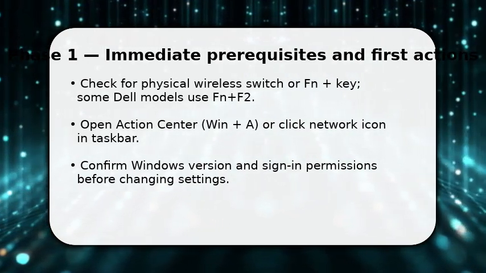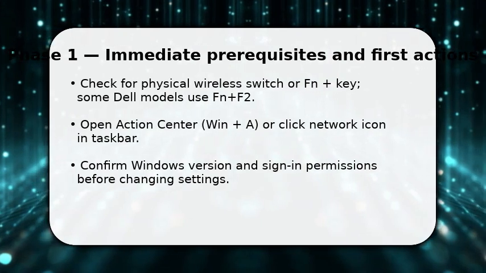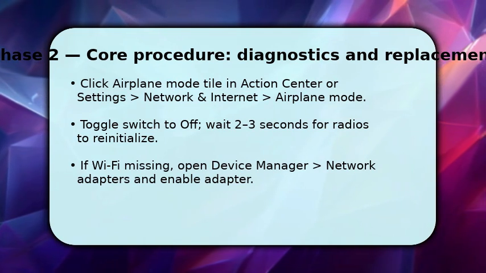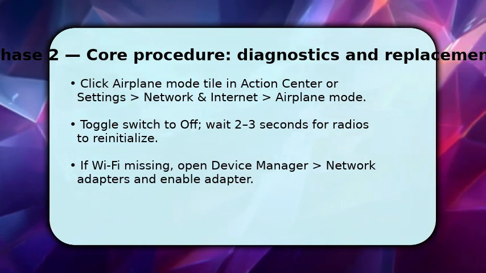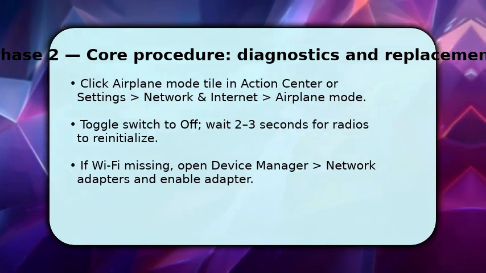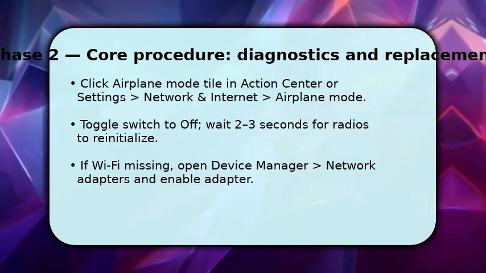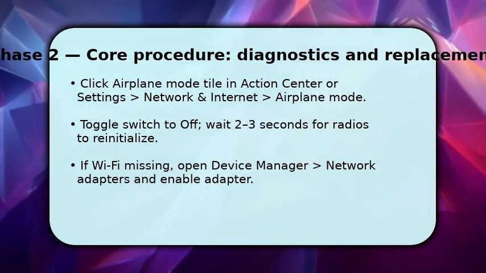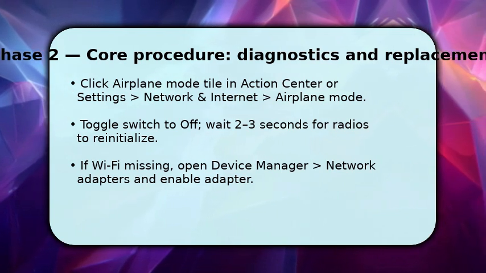Now you toggle airplane mode off and let the radios reinitialize. In Action Center, click the airplane mode tile or go to Settings, Network and Internet, Airplane Mode and flip the switch to off. You'll see Wi-Fi and Bluetooth icons repopulate. Wait 2 to 3 seconds so the system restarts the wireless stack.